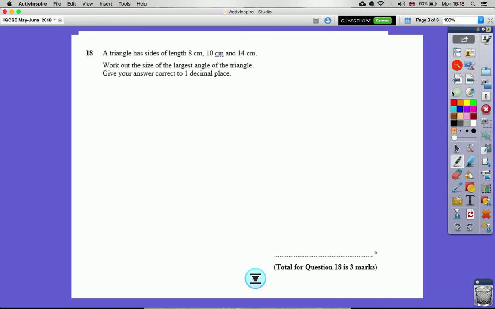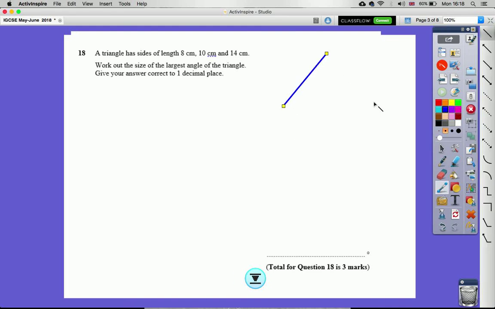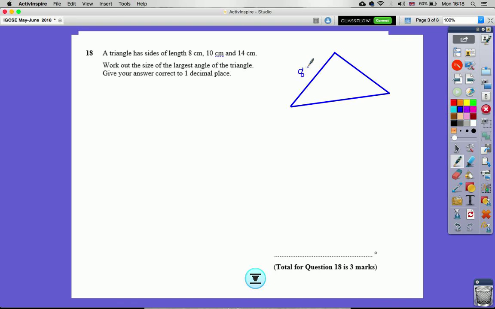Next question, question number 18. A triangle has side lengths of 8, 10 and 14 centimeters. We need to find out the largest angle of the triangle. So let's sketch the triangle. So we've got 8 centimeters, 10 centimeters and 14 centimeters, right? Now we need to find out the largest angle of the triangle. We know that the largest angle of a triangle is opposite the longest side. So I'm looking for this angle over here.